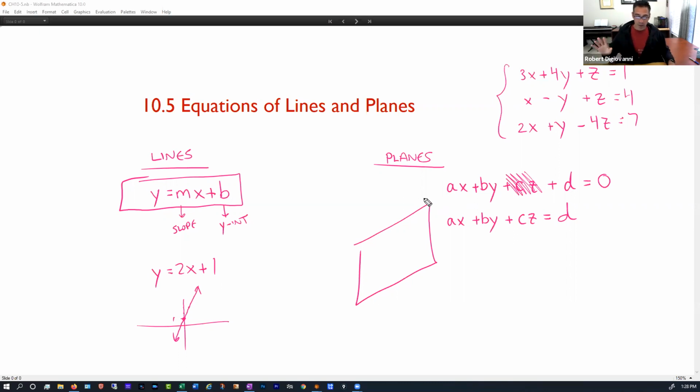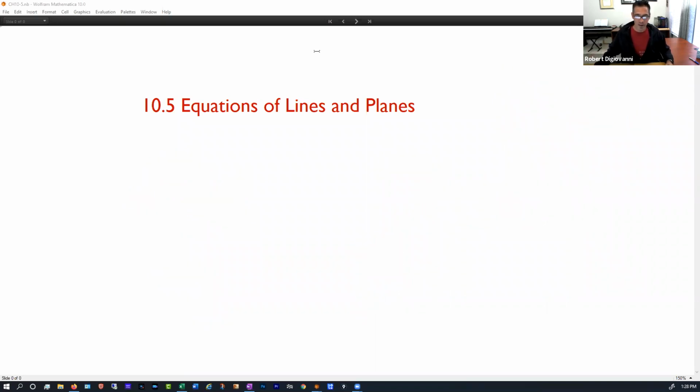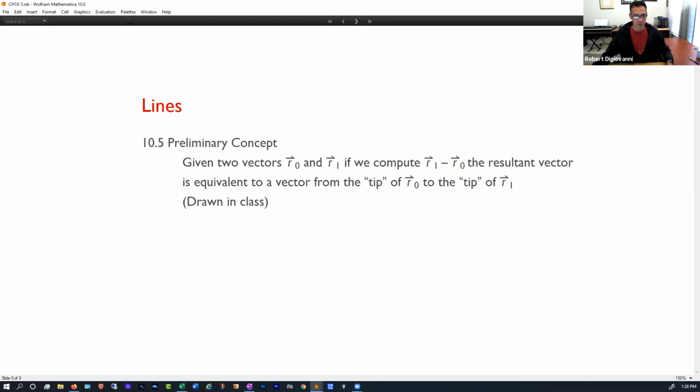We are going to completely mess up your whole intuition about lines and planes now, all right? We're gonna just totally mess it up. Because what we need to be able to do is draw lines with vectors. So before we can even begin, I just want to make sure that we understand what it means to subtract 2 vectors from one another. So if we're given 2 vectors, I'm going to call this R0 and R1. If we compute R1 minus R0, the resultant vector is equivalent to the vector from the tip of R0 to the tip of R1.